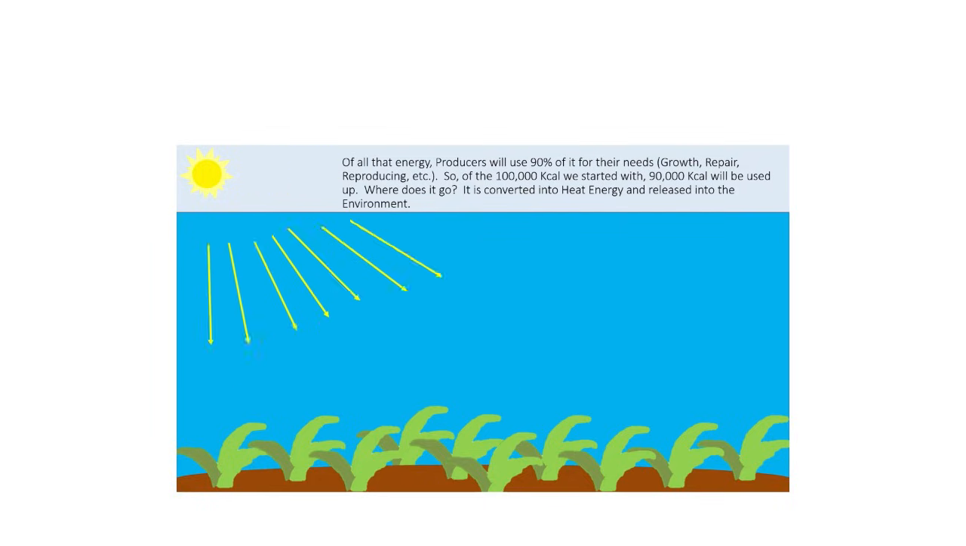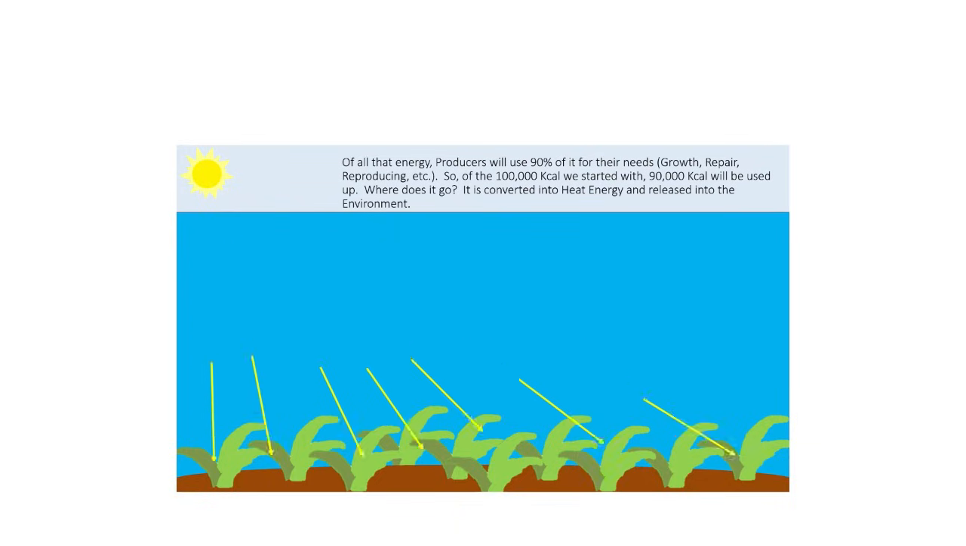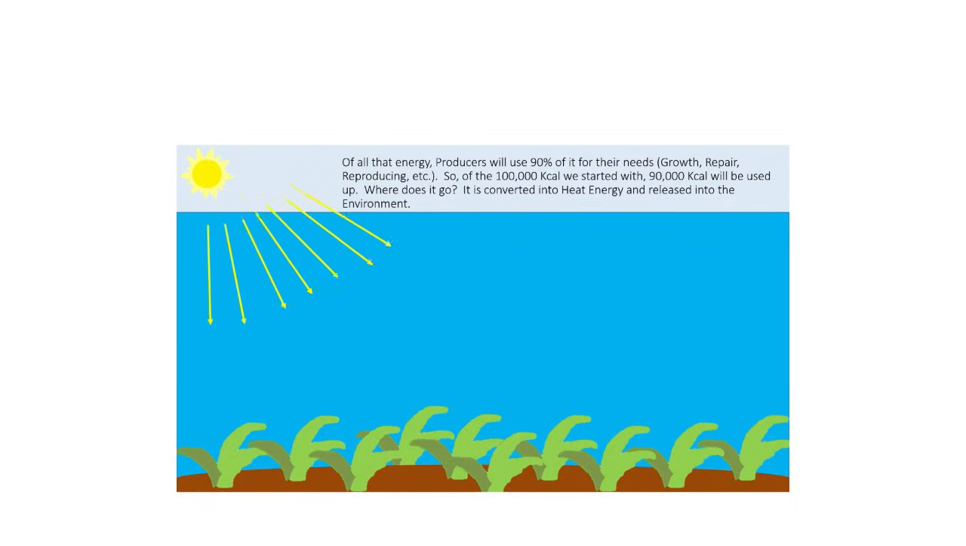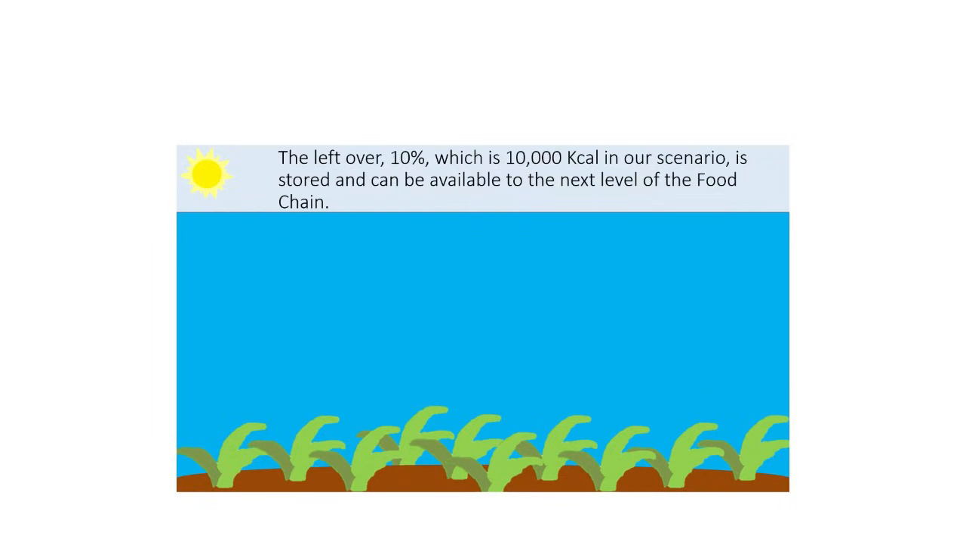Now, energy can neither be created or destroyed. It can only be changed from one form to another. And so once a plant uses its energy, or the energy that it's stored, it turns into heat and it leaves and it releases into the environment. The leftover 10%, which from the 100,000 that we started with would be about 10,000 kilocalories in our scenario, is stored and can be available to the next level of the food chain.